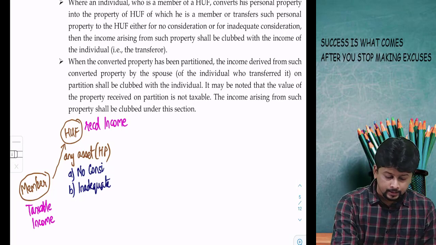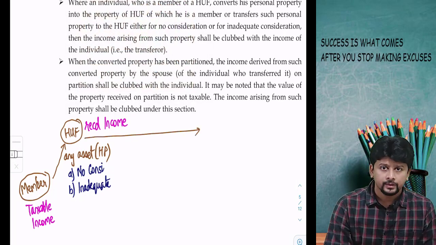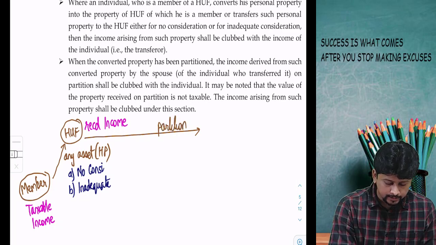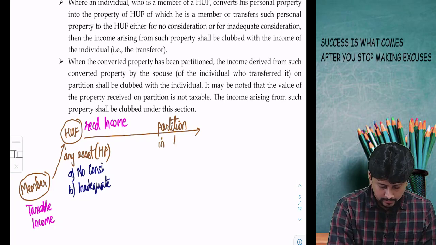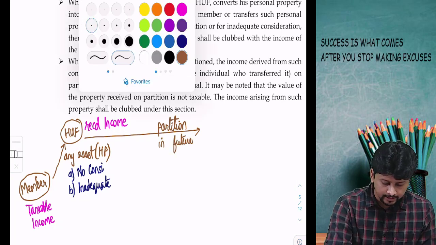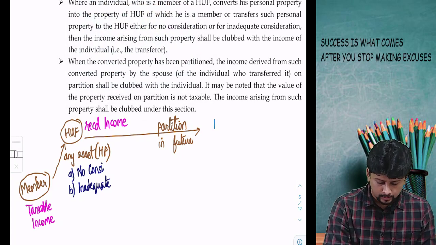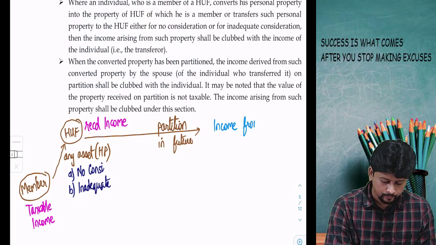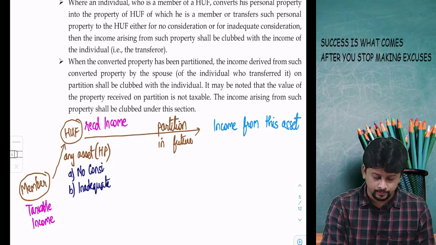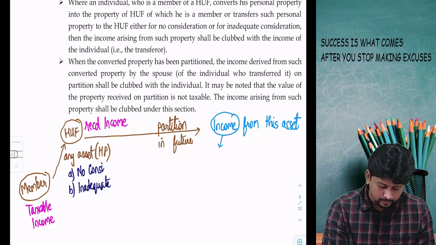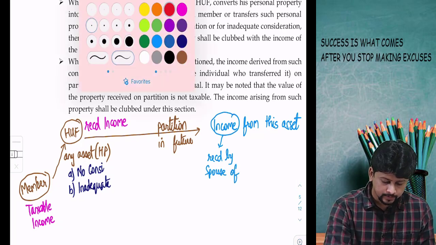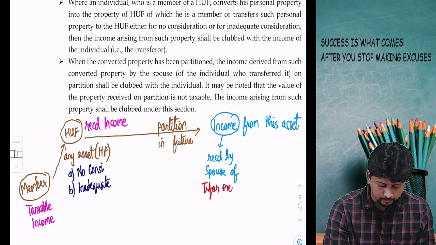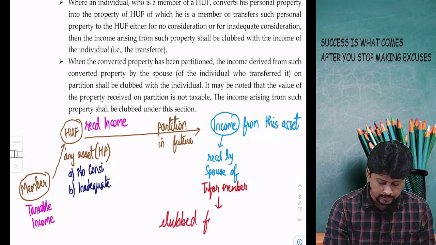transferred the asset. The second part of the section goes ahead and says that when this HUF is partitioned in future, that is when the second part of the section will get attracted, then income from this particular asset, meaning the asset which was transferred by the member, this income which is received by the spouse, whose spouse? The spouse of that transferor member, this income will be clubbed for that transferor member.